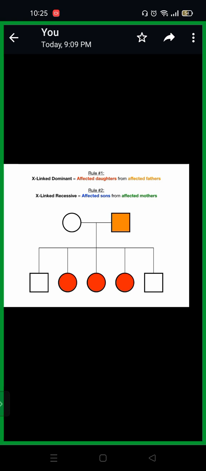Okay, look, we have formulas. X for X-linked dominant and X-linked recessive. X-linked dominant: affected daughters from affected fathers. This is rule number 1. And X-linked recessive: affected sons from affected mothers. Look here, the orange square is the father and the red circles are the daughters. When the father is affected and all of the daughters are affected, this becomes X-linked dominant.